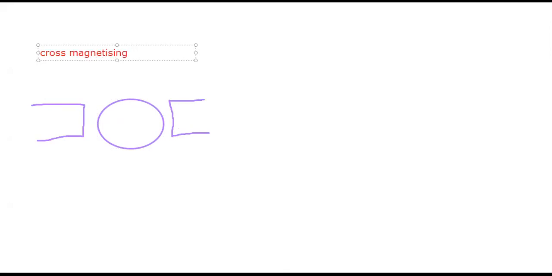Cross magnetization conductors. Now we are going to discuss the cross magnetization conductors here. So here will be the north pole, and here it is the south pole. And if you see here, there is a magnetic field flowing from the north pole to the south pole as usual.